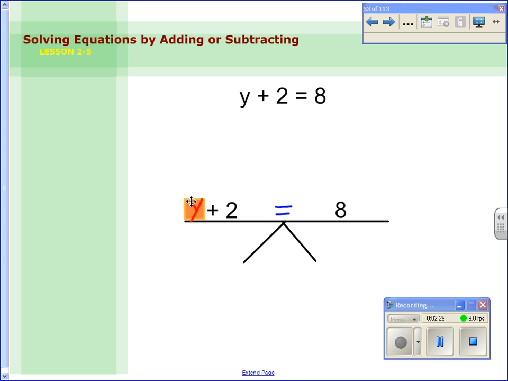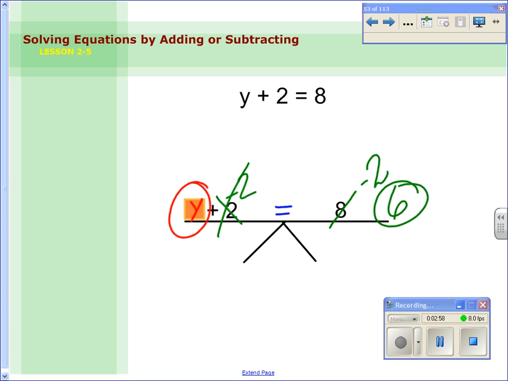Now, when we do these problems, basically, I need to know what just this box is right here. Right now, I know what Y plus 2 is. So in order to find out what just Y is, I need to get rid of that plus 2. So how would I get rid of plus 2? Well, I would take away the 2. I do the opposite of it. So if you take away 2 from here, you're left with 6. So when you take away 2 from each side, you get Y is equal to 6. That's what we're looking at in tonight's lesson.